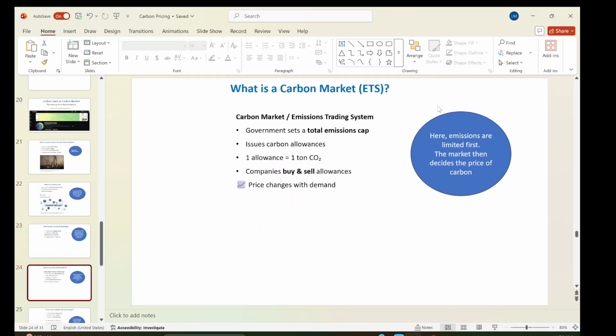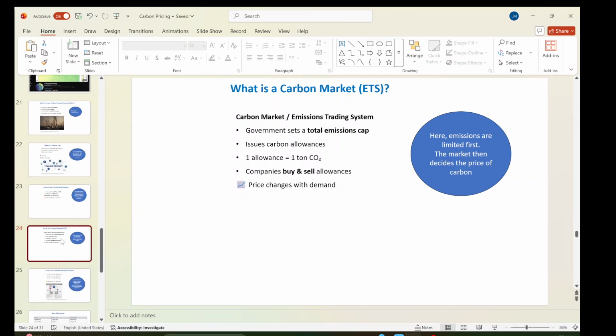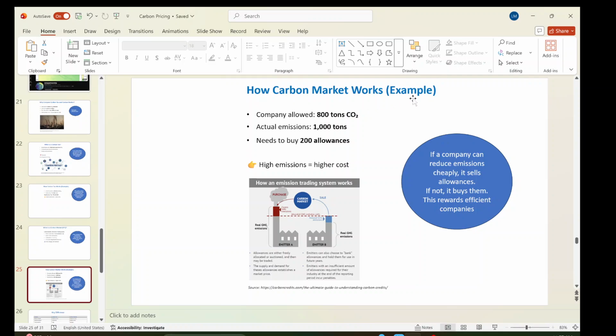So what is carbon market? Carbon market is like a share market. It's a trading system, right? The government sets a total emission cap and issues carbon allowances. One allowance is equal to 1 ton of CO2. Companies buy and sell allowances, right? Based on the demand, the prices go up and down. So higher emissions are limited first. The market then decides the price of carbon. There is a cap, and based on the demand, the price goes up and down, and companies buy and sell. So how does the carbon market work?